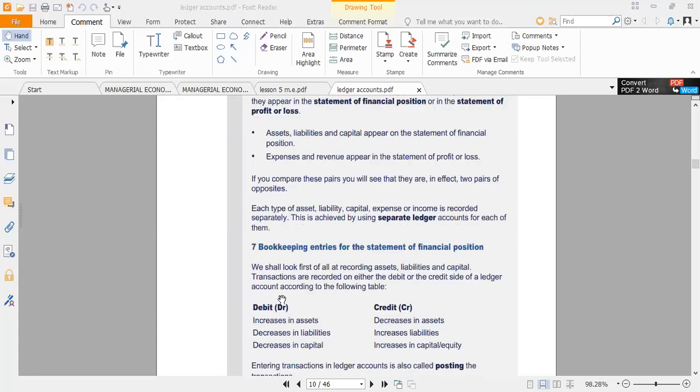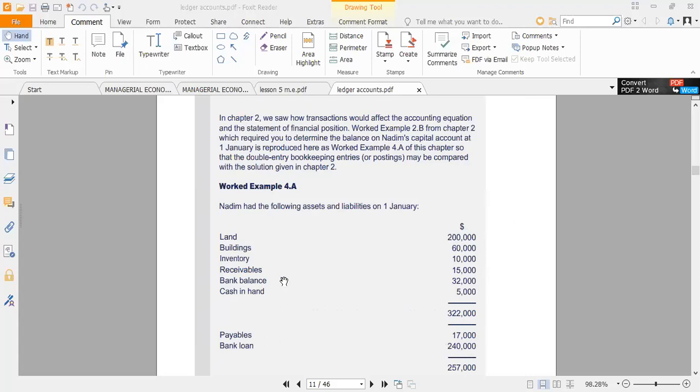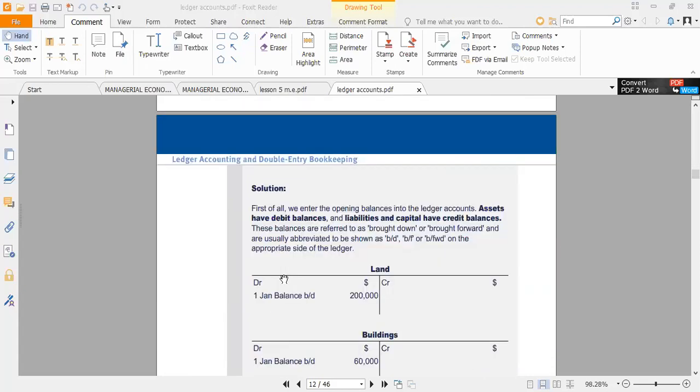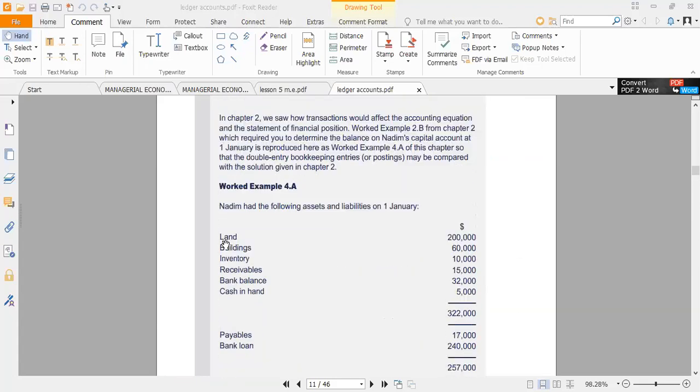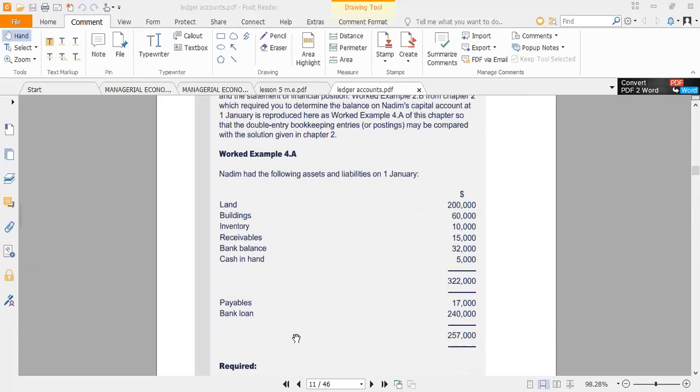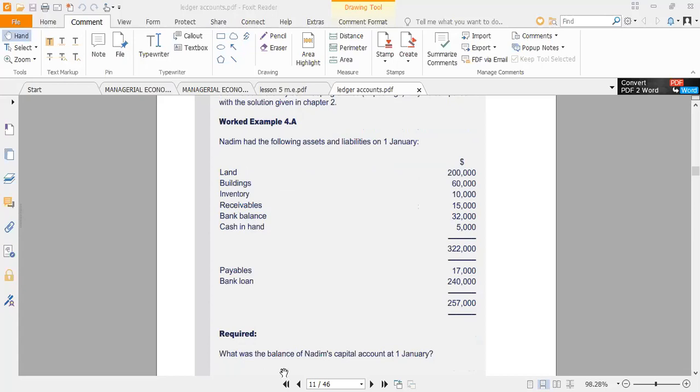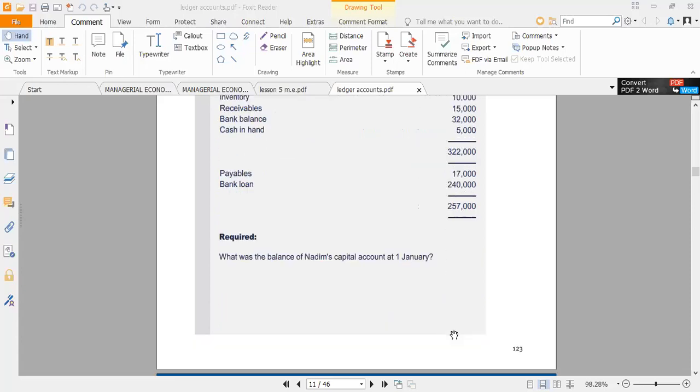So we're going to straight away look at the example that we had for coming up with T accounts. If we have this worked example here where we have land, buildings, inventory, receivables, these are assets. They are both mixed. We have current and non-current assets. Then we have payables and bank loan. So we are required to find the balance of Nadim's capital account as of January 1.